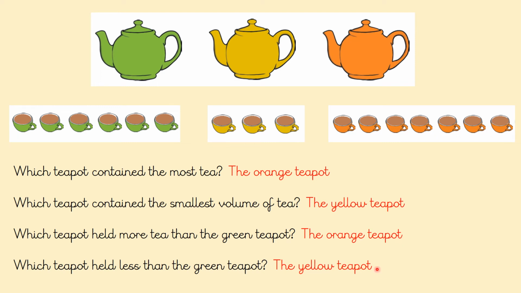And finally, which teapot held less than the green teapot? So really, this is the opposite of the question we've just done. Which teapot held less than the green teapot? So that's asking us which teapot gave less than 6 cups. The only one that gave less than 6 was the yellow teapot. So the answer is the yellow teapot, because 3 cups is less than 6 cups.